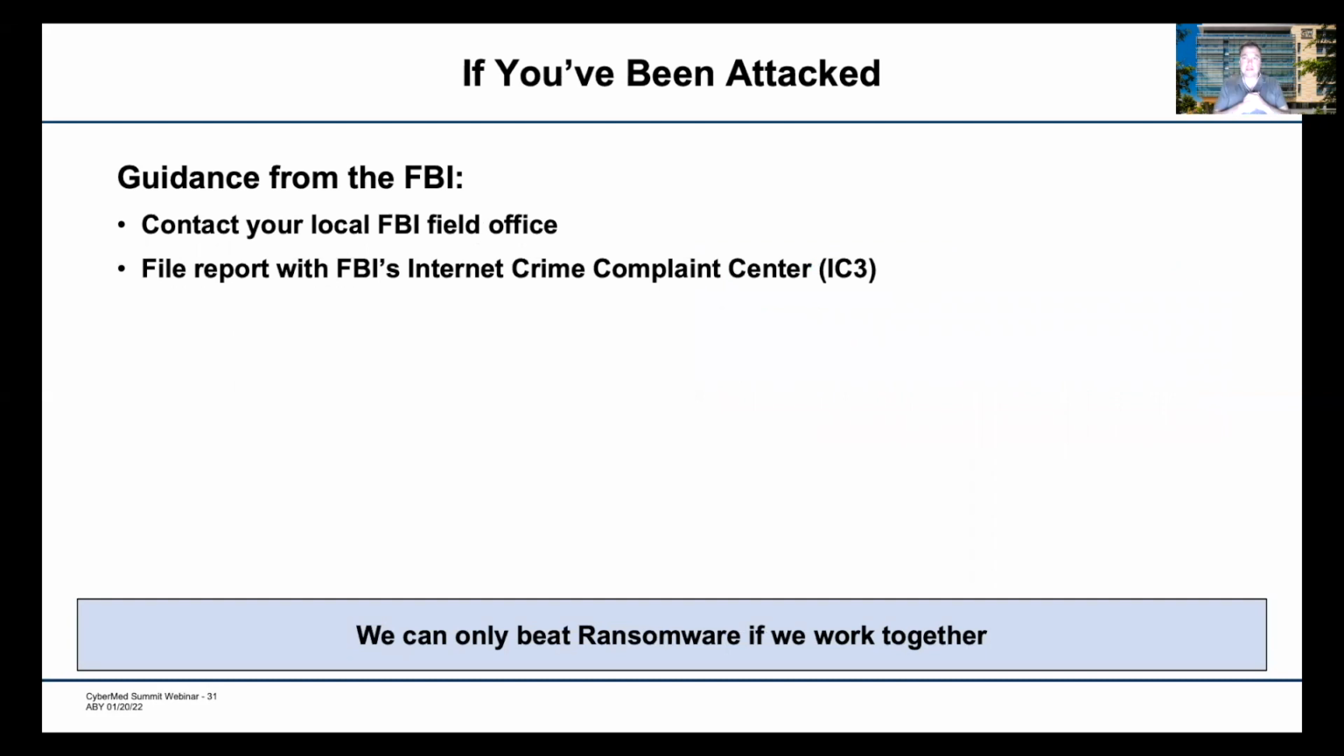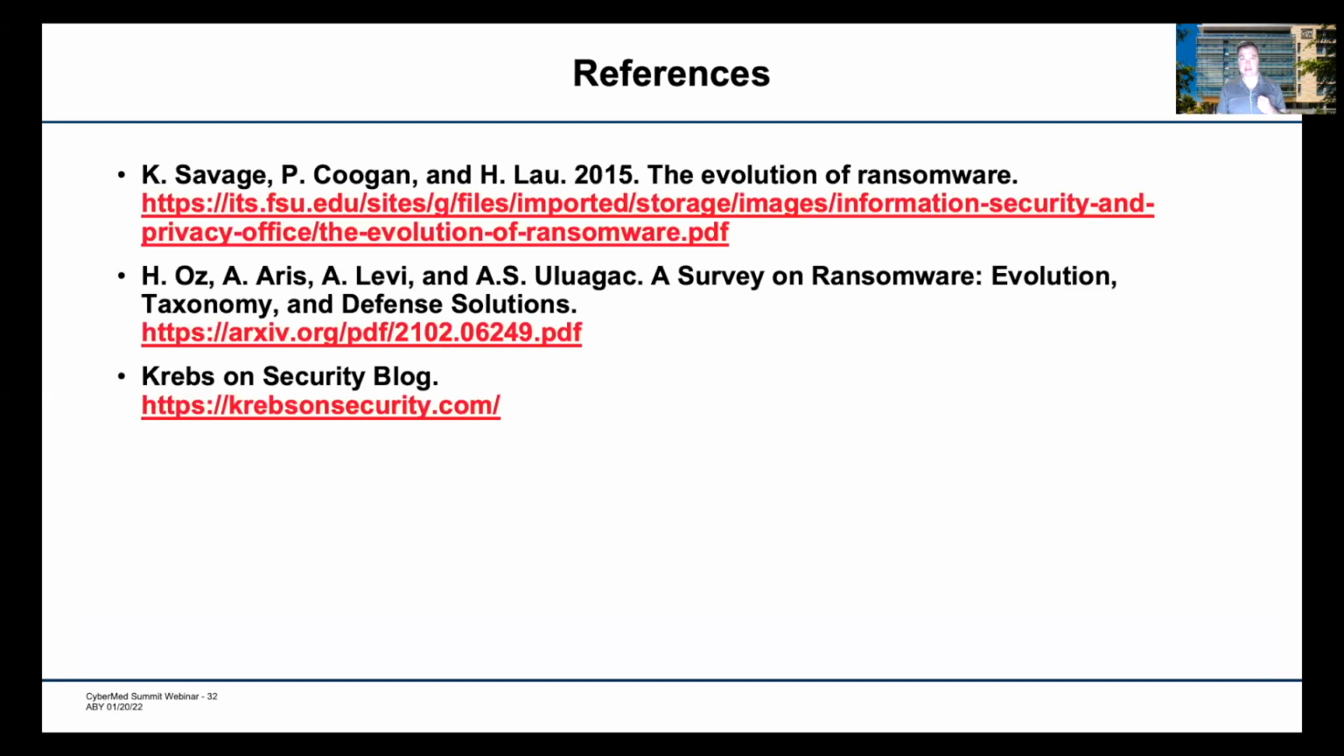And in particular, because of this, we really should work together. Companies and government need to work together to stop this ransomware menace. There's guidance from the FBI that says that if you've been attacked, one of the first things you should do is contact your local FBI field office, file a report with their Internet Crime Complaint Center, and make sure they're aware, and then they can help you deal with the attack.